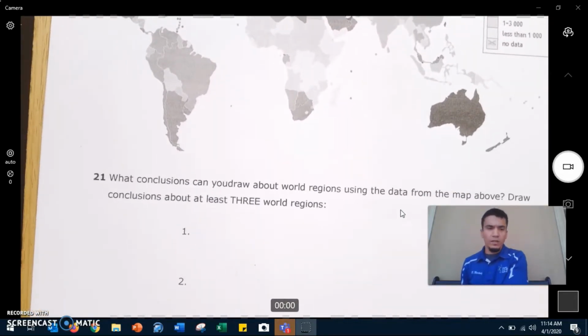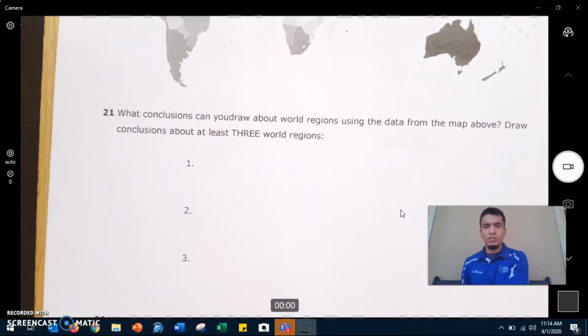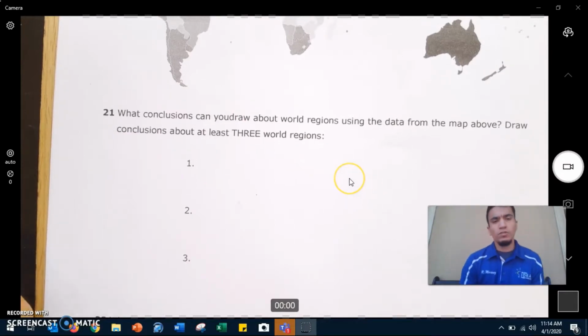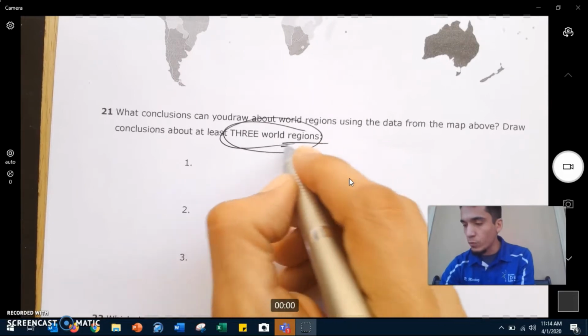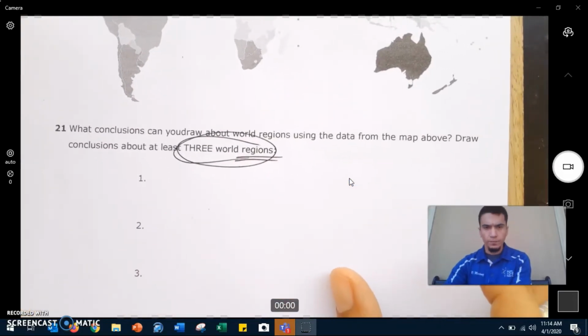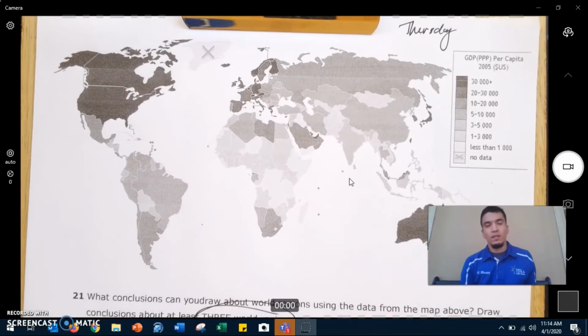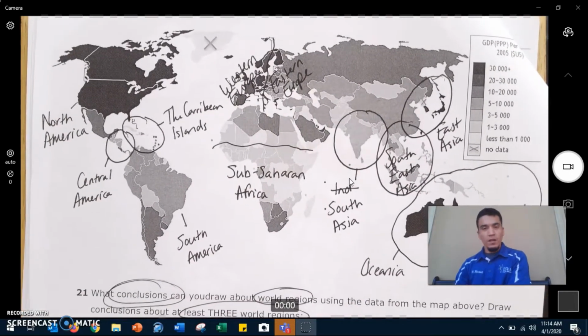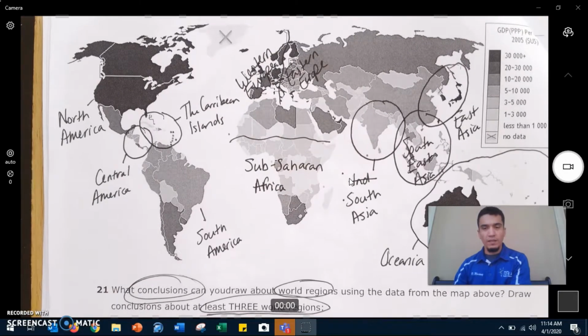question 21, where it's asking what conclusions can you draw about world regions using the data from the map above. Draw conclusions about at least 3 world regions. Okay, key word here is regions. And so one of the first things you want to do is label the regions of the world. If you have not done so, please go ahead and pause the video and do so at this time.